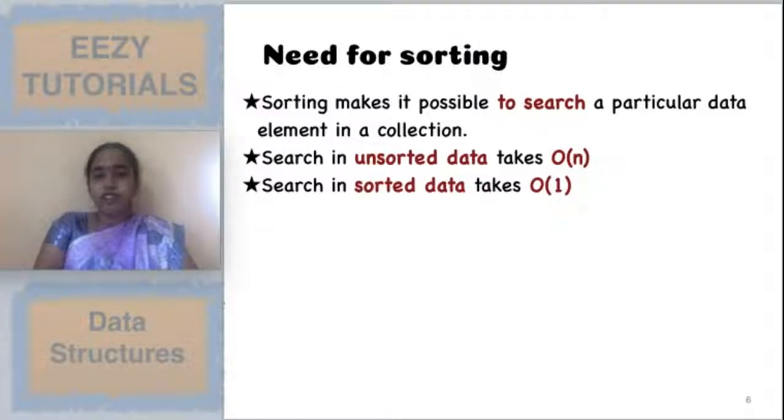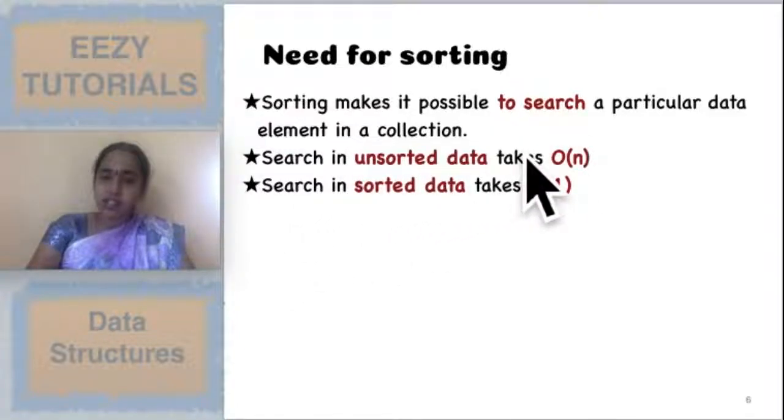What is the need for sorting? It makes the searching process very easy. That is why we go for sorting itself. If you are searching in an unsorted data list, it will take big O of n, whereas if you are searching in a sorted data list, it will take only big O of 1.